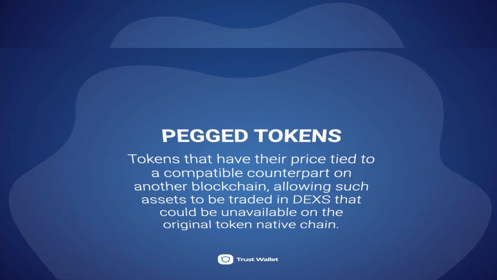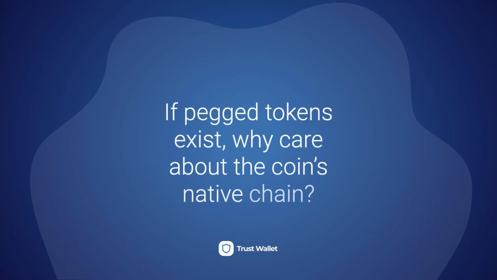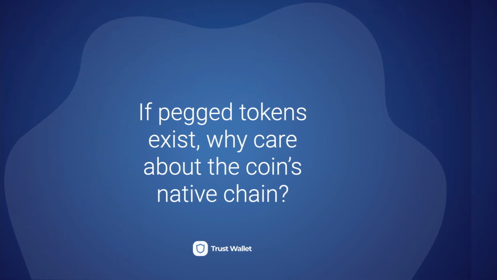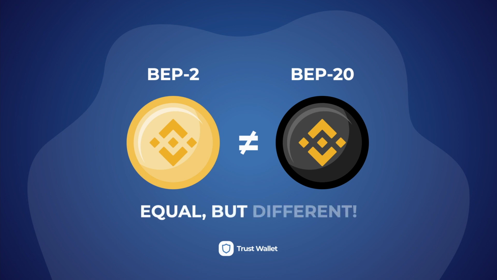But why is it then important to know my token's native chain if I can find official counterparts on another network? As stated previously, different blockchains are built for different purposes and with distinct capabilities, so although a BEP-2 token might have a seemingly identical counterpart on Binance Smart Chain, BEP-20, they will have different functionalities.